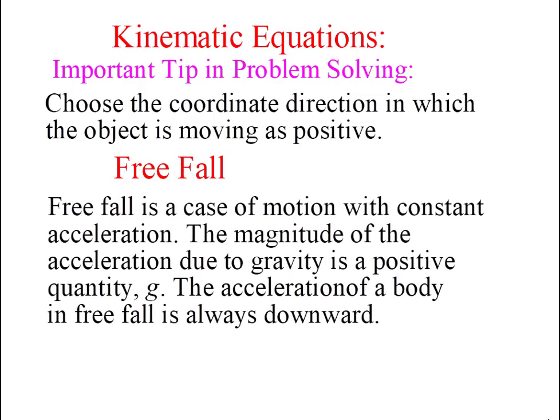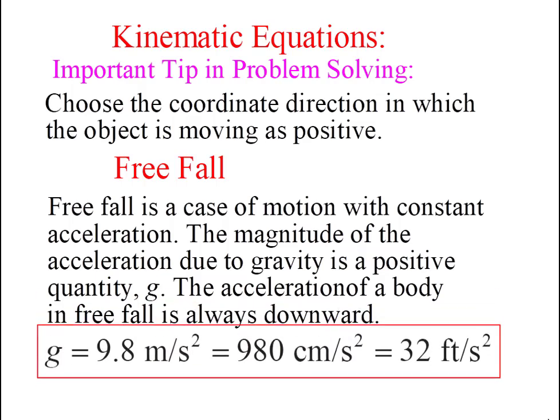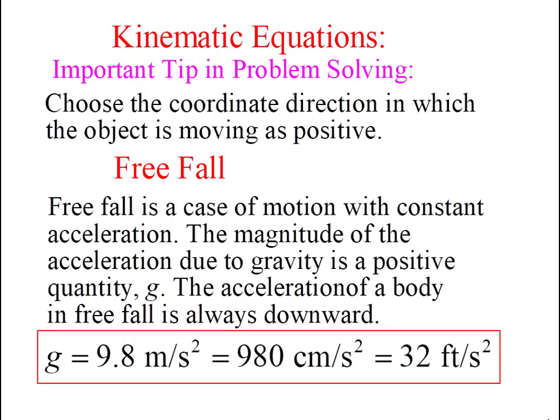Free fall is a case of motion with a constant acceleration. The magnitude of the acceleration due to gravity is a positive quantity g. The acceleration of a body in a free falling case is always downward, and g is 9.8 meters per second squared, or 980 centimeters per second squared, or 32 feet per second squared.